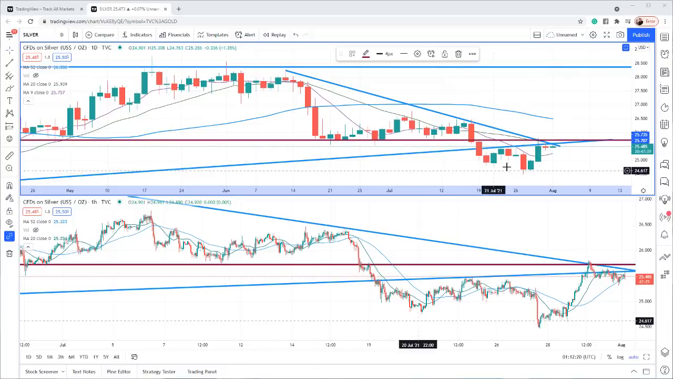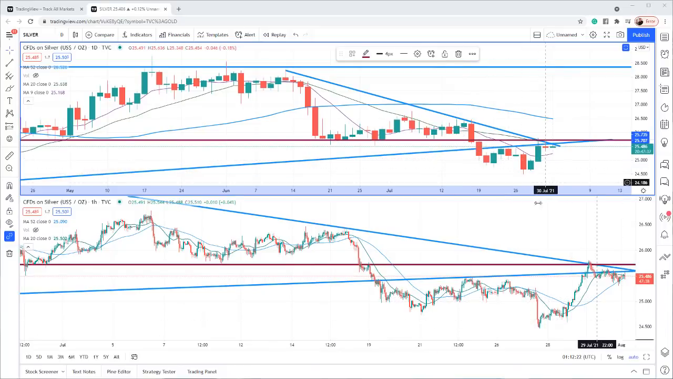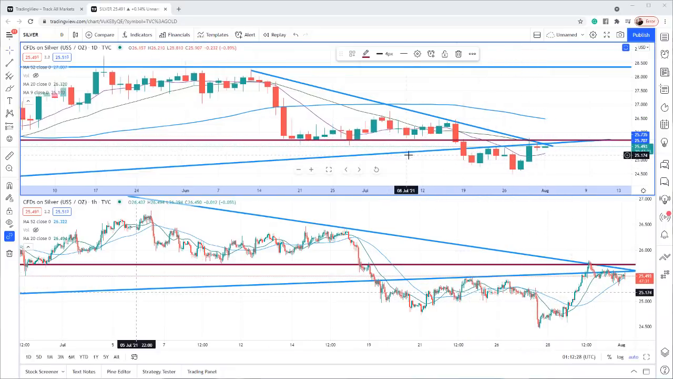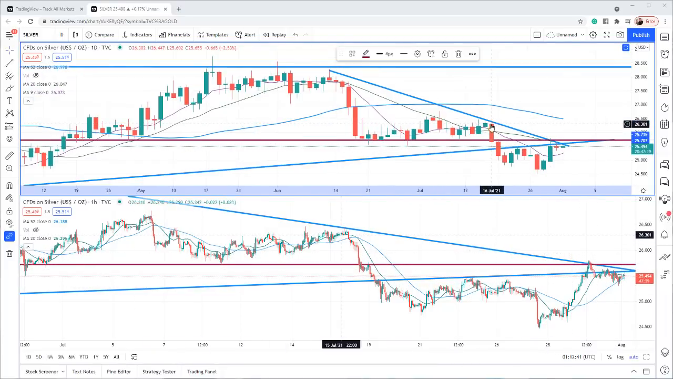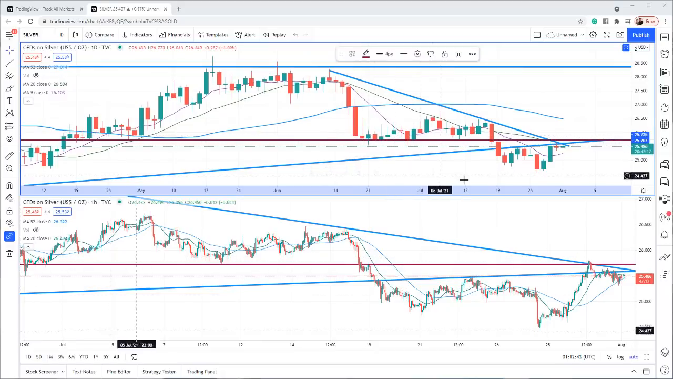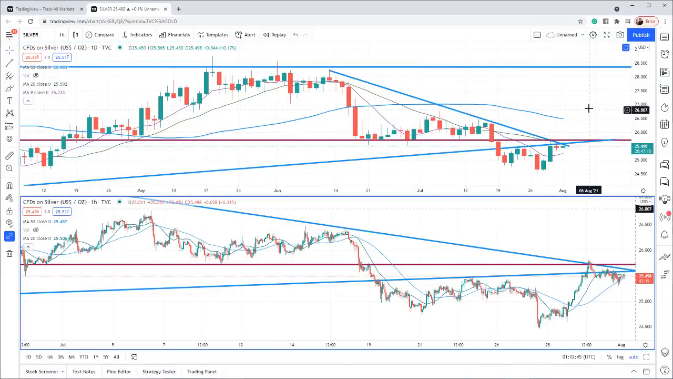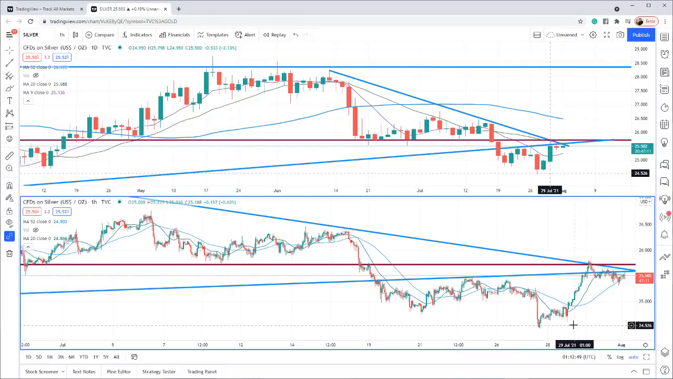But what we can see here is that right now on the daily charts, this red line is a strong resistance level. Because it's a strong resistance level, if we break back above it, guess what? This now becomes a support level here. I know there's a lot of trend lines here.